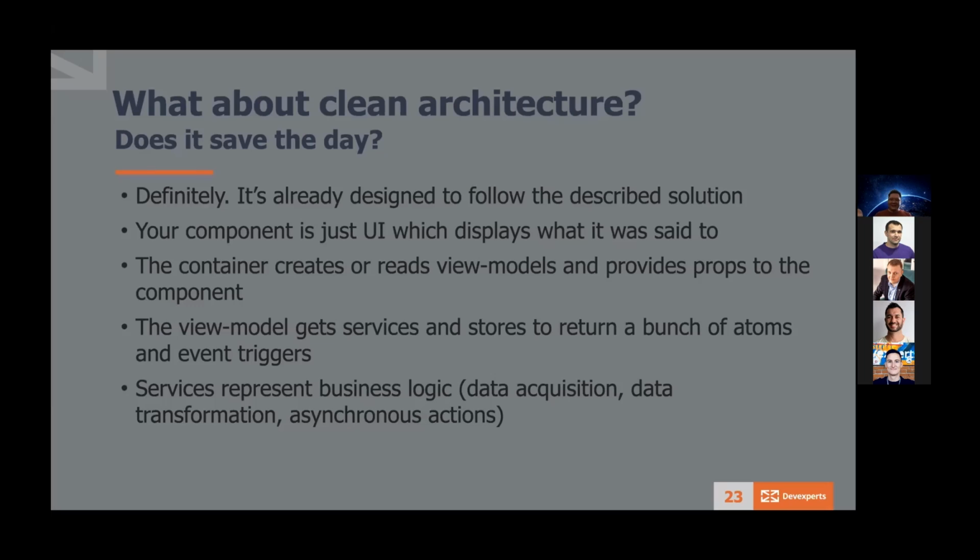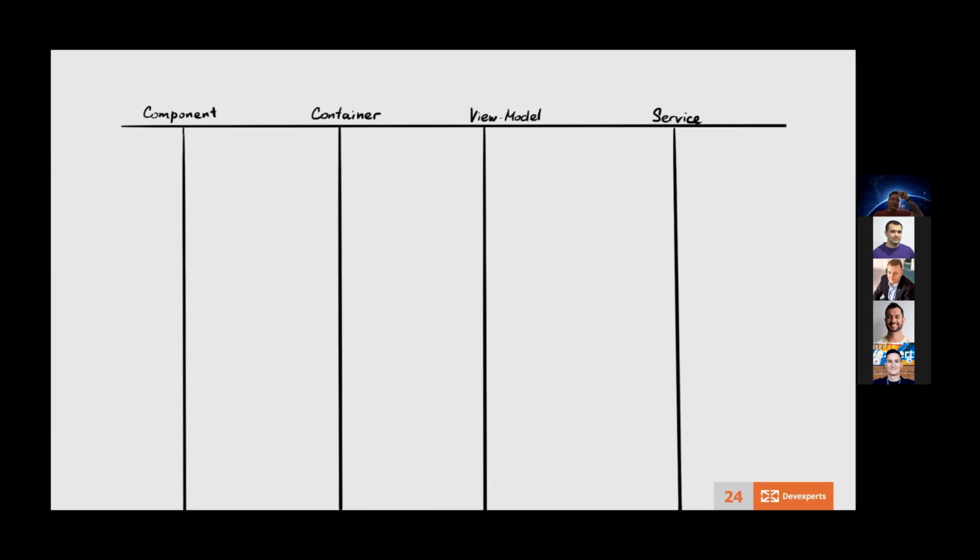Let's keep to the graphics. So here we have component, container, view model, and service. We don't want to see anything behind the service because we don't really need to in this case. So everything starts with the container mount. So we create the container, and it's called.